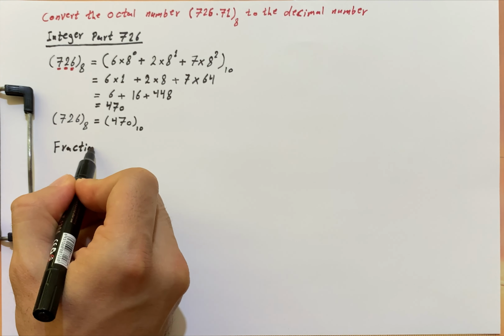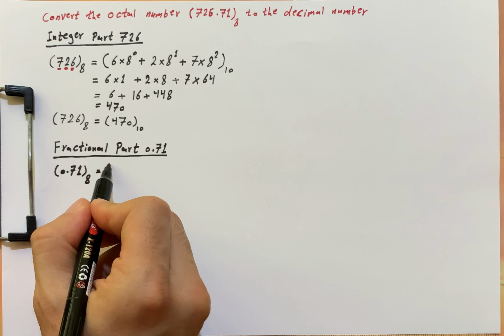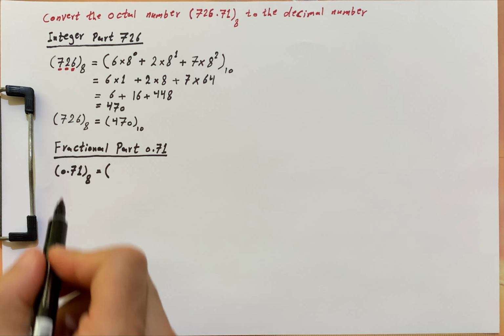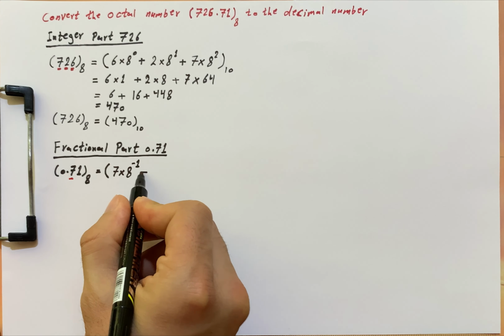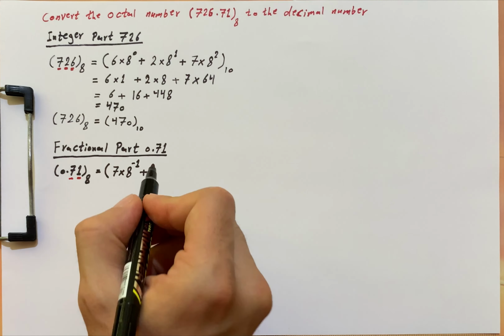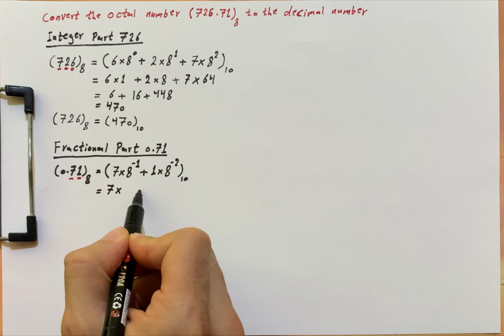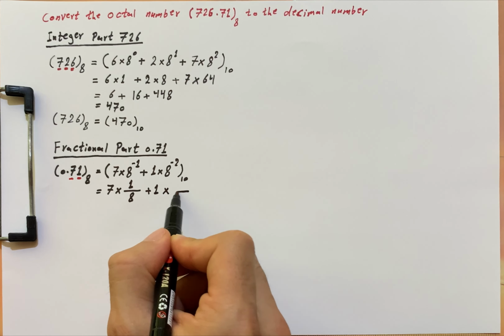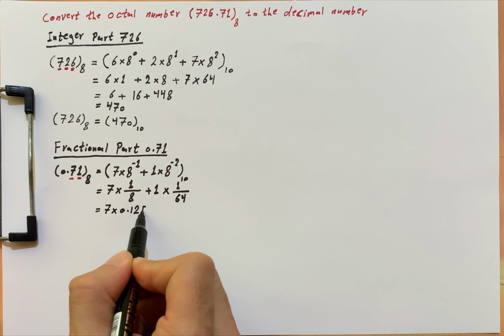Now we will convert the fractional part, which is 0.71. To convert the fractional number, we will take the first digit after the decimal point, this 7, and multiply it by the base 8 to the power of minus 1, plus the next digit, this 1, multiply it by the base 8 to the power of minus 2.